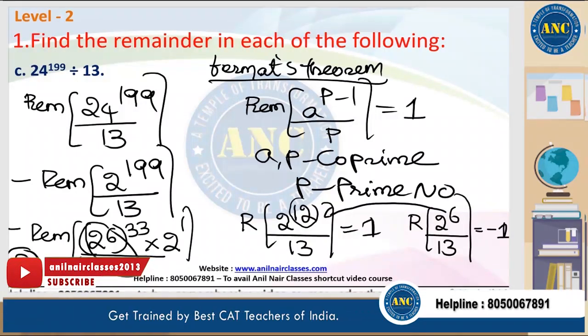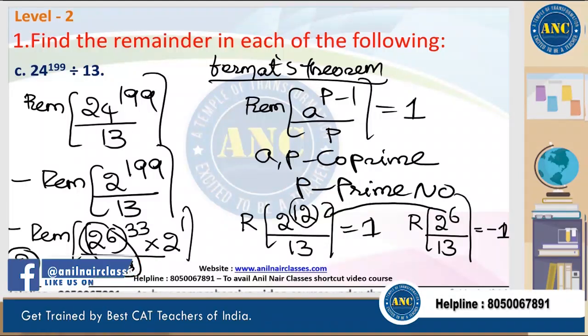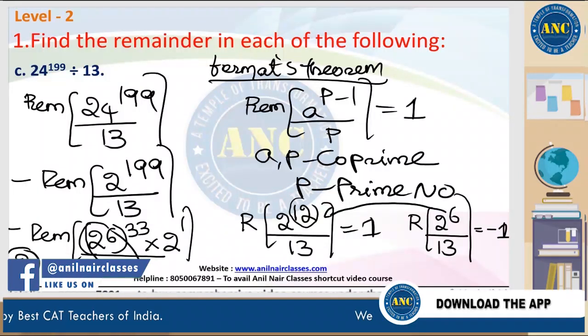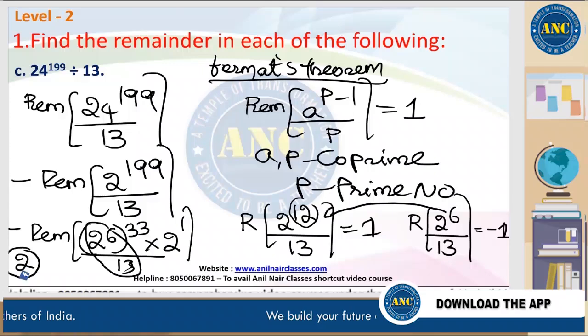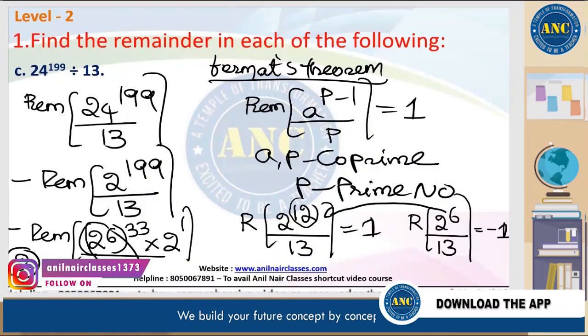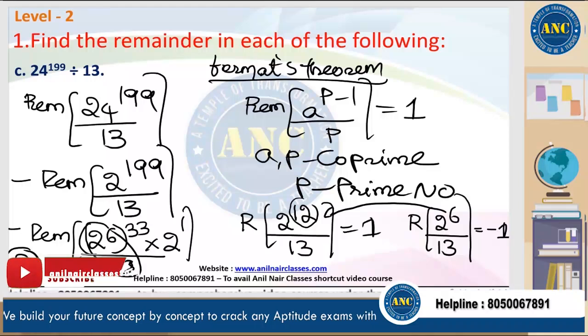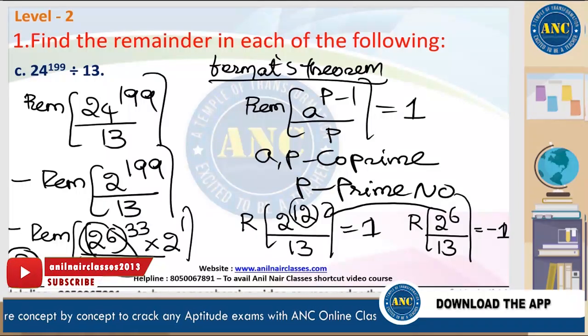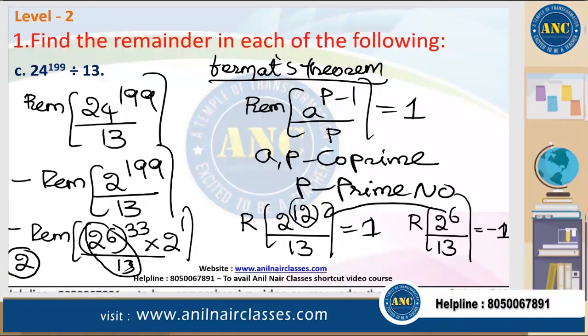What are the factors of 12? Factors of 12 are 1, 2, 3, 4, 6, 12. In some power of 2, I will get plus 1 or minus 1. Take from highest to lowest.